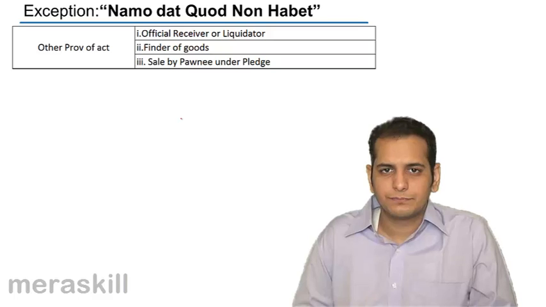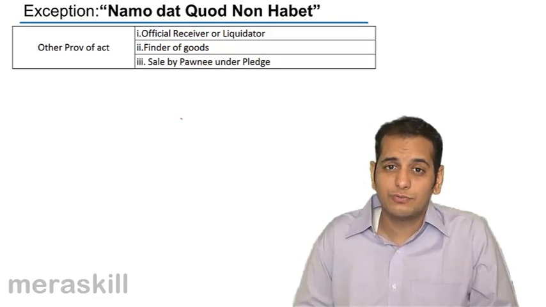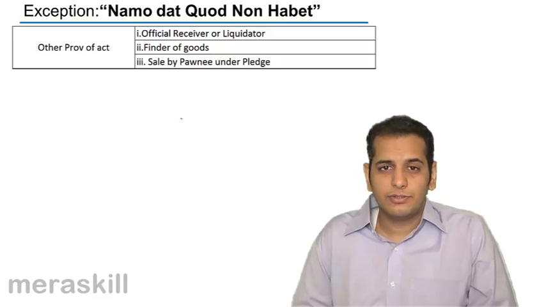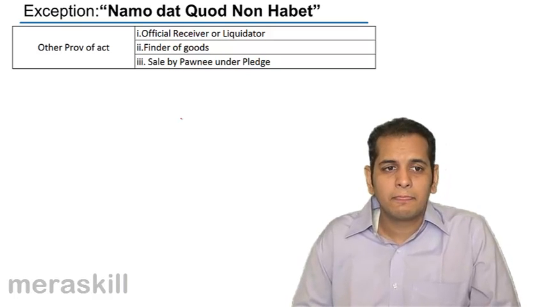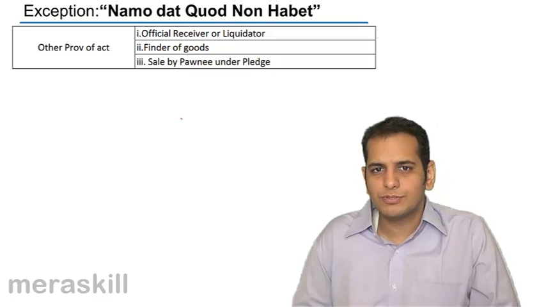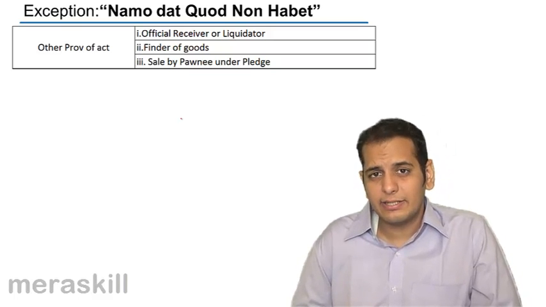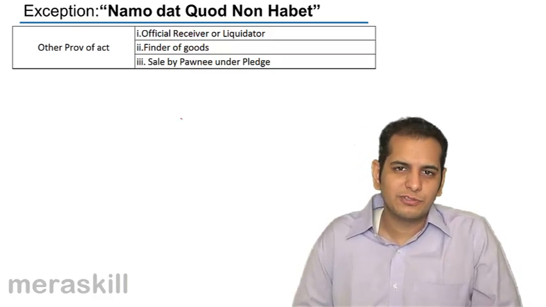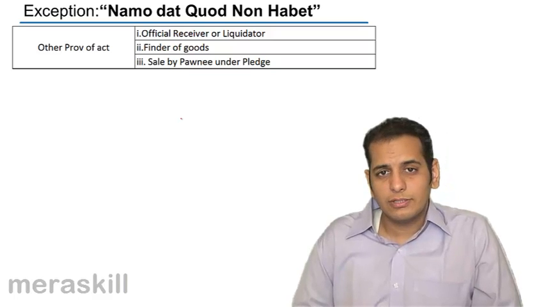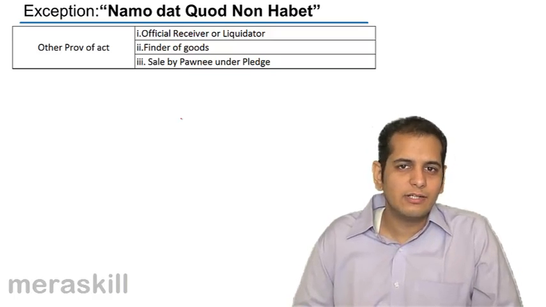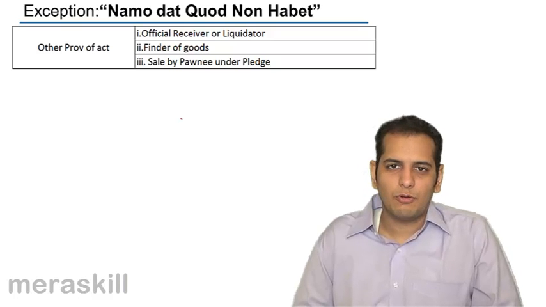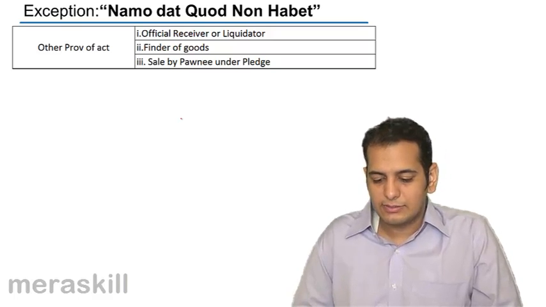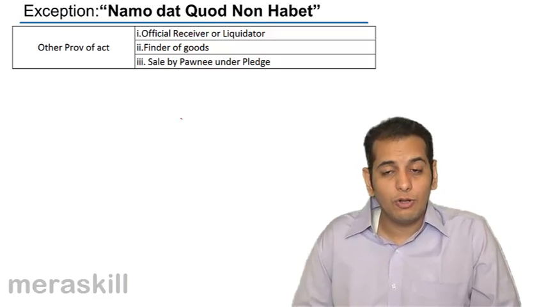Again, finder of goods. We've already studied about finder of goods, that it is the duty of the finder of goods to preserve the goods, to search for the real owner, and then return the goods back to him. But what if the finder of goods does not find the real owner? Or what if there are a lot of expenses that he has to incur in preserving the goods? We know that in that case, the finder of goods can dispose of the goods, can sell the goods. Again, the important thing to note here is, the finder of goods is not the actual owner. He does not have the ownership. Yet, when he sells the goods, he transfers a proper title. Next is sale by pawnee under pledge. We've already studied this transaction.